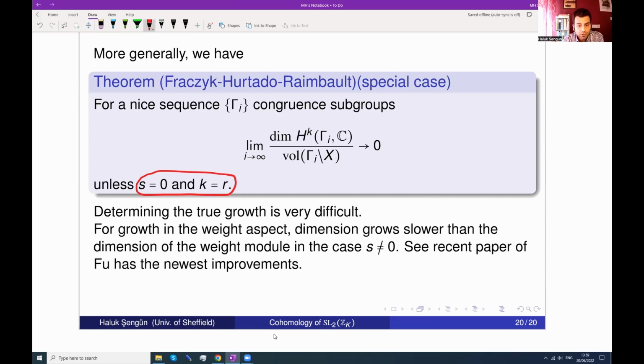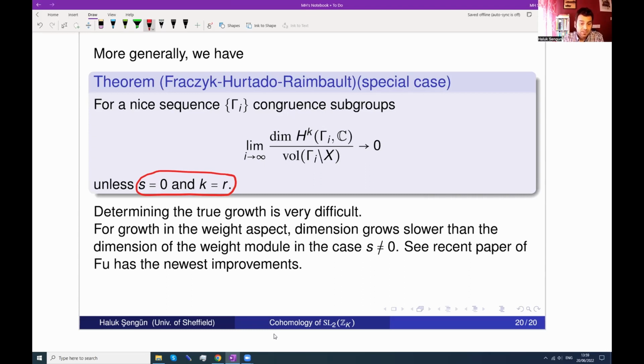And what's the true growth? That's a very difficult question. Again, the same question, but now you fix the level, this is the level aspect. If you fix the level group and let the weight go, what about the dimensions? What's happening with the dimensions there?